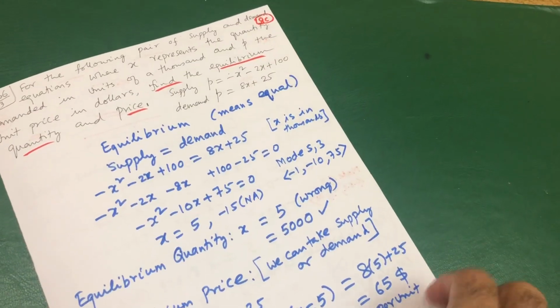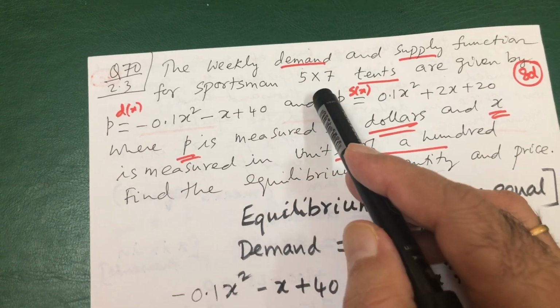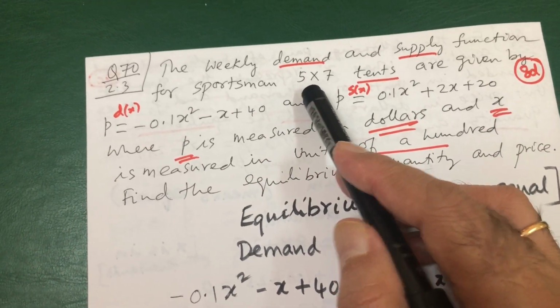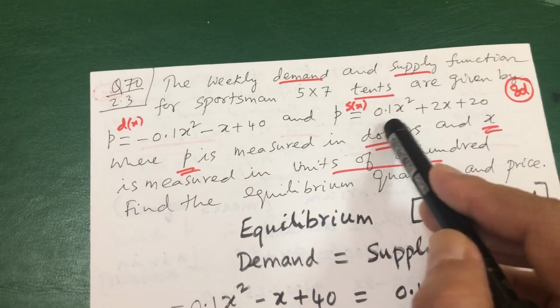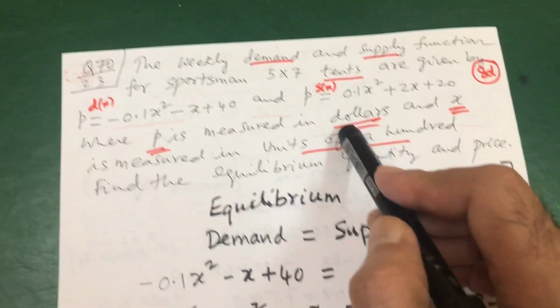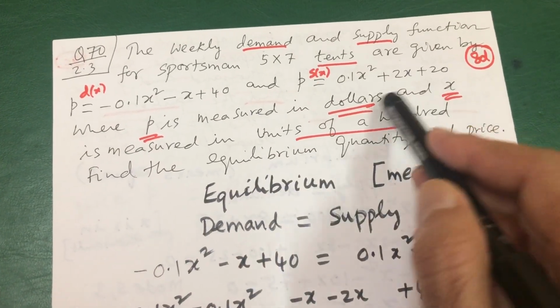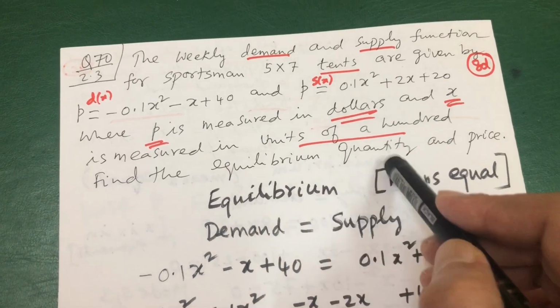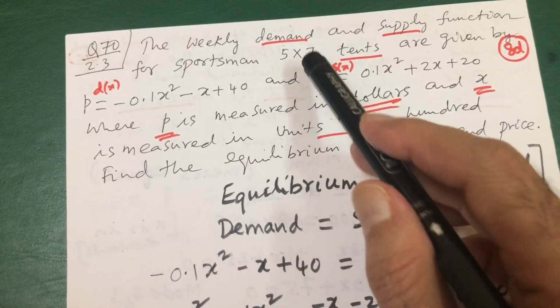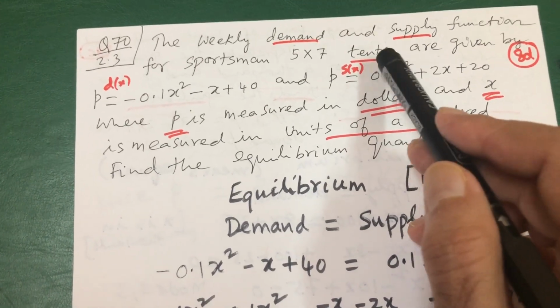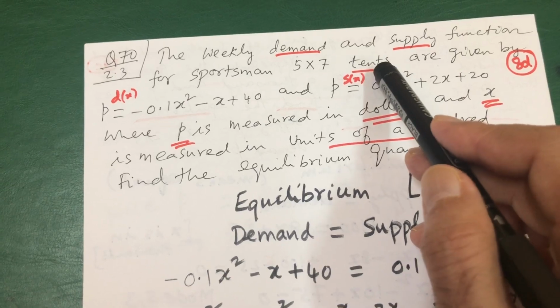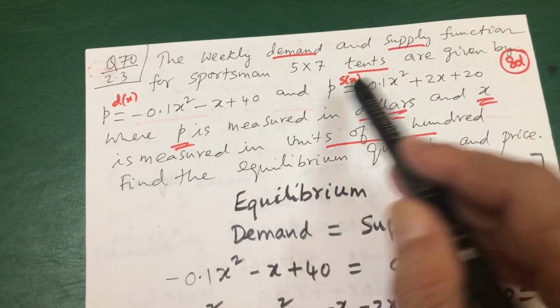Let us do one more problem. The weekly demand and supply functions for the sportsman 5 multiply 7 tenths tents are given by P is equal to such-and-such equation and P is equal to such-and-such equation, where P is measured in dollars and X is measured in units of 100 here, not 1000. Find the equilibrium quantity and price. What are we buying? We are buying tents, the ones we put up in the desert. These are the supply function and demand function.